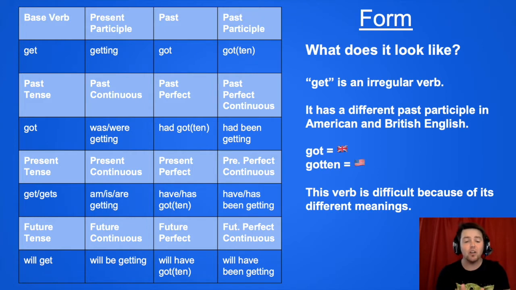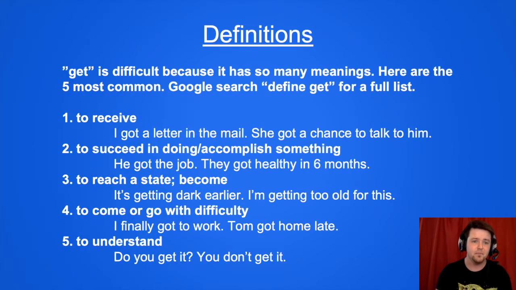Now, why are we talking about the verb get? Because it has so many different definitions. Here are the 5 most common definitions with examples. If you want a complete list, you can Google search it. Just search define get to find a full list, but there are a lot of them. So here are the top 5. Number 1 is to receive. If you receive something, you can say I got something.